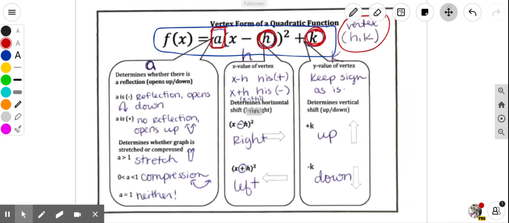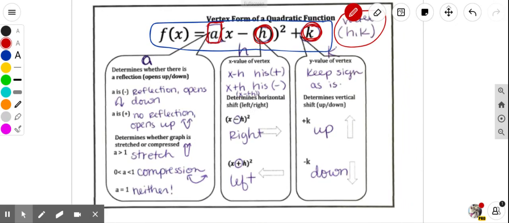Okay, let me zoom out a little bit. Then just remember, I like to look at it from left to right. Your A will tell you if A is negative, remember that means that there's a reflection and it opens down, so it looks like that. If A is positive, that means there's no reflection and it opens up, so it looks like that.